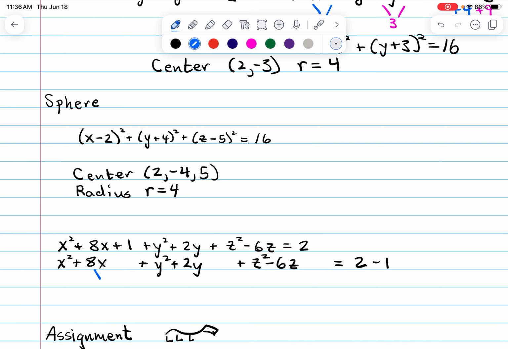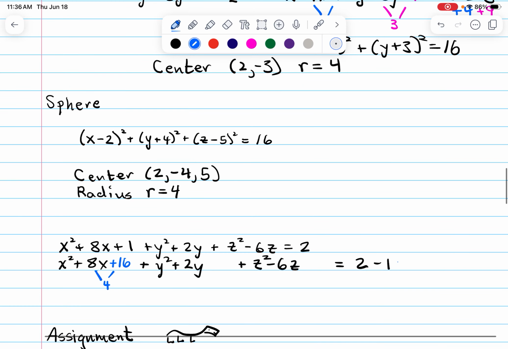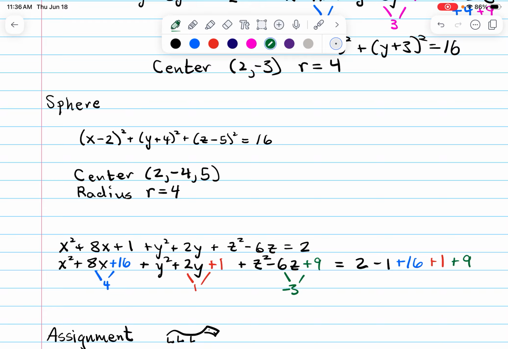Okay. Now, let's commence to completing the square. Here I go. I'm going to take half of the 8 and square it. You get 16. I add a 16 over here. Now I'm going to take half of the y, square it, and I add a 1 over here. Now I'm going to take half of this, -3, square it, you get a 9. I'll add a 9 over here. Notice every time I just took half of the linear term and squared it. Okay, so now let's see what I have over here.